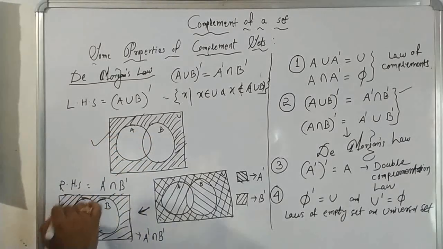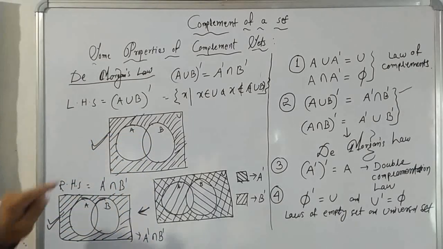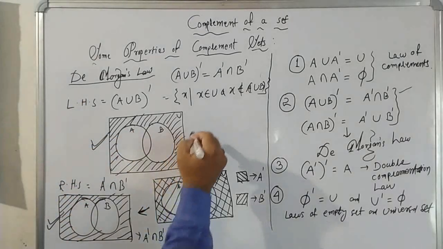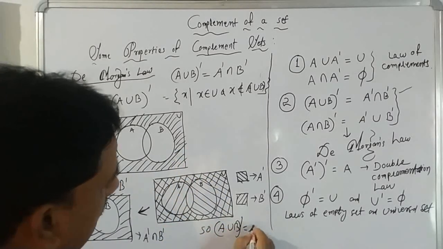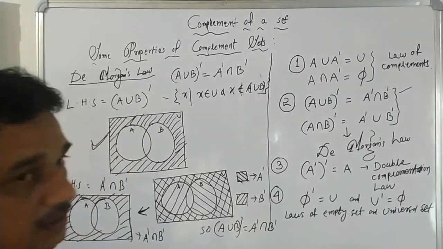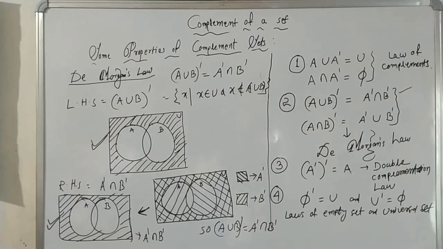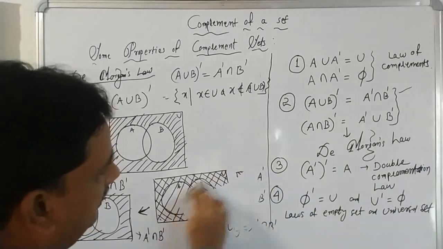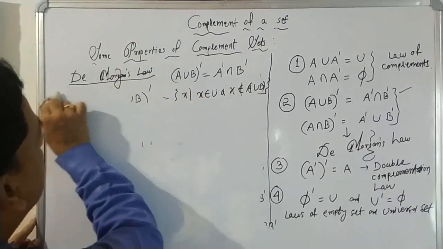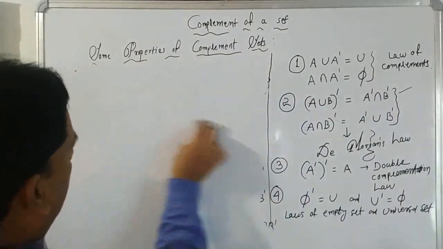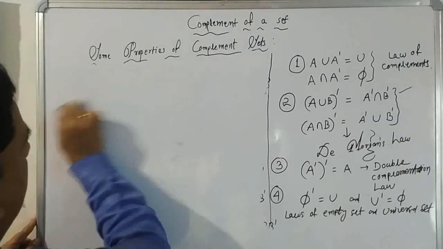This figure and this figure. Okay, both are same na, LHS and RHS. So it is A union B whole dash equal to A dash intersection B dash. Understood? This is De Morgan's law. Everything by using this Venn diagram, you can solve, you can prove anything easily.